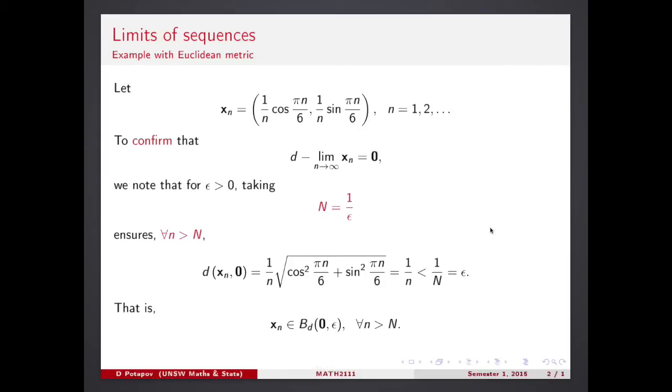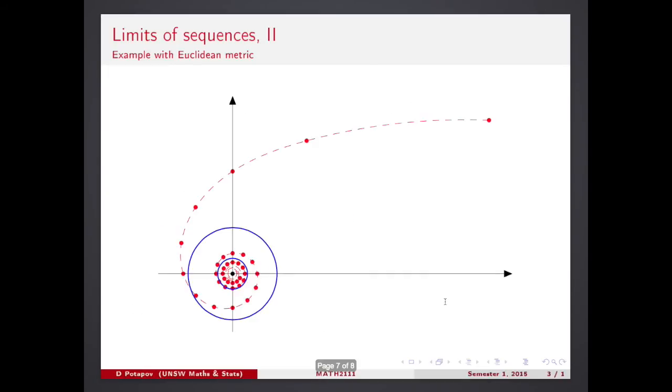Well, that's the same thing. This inequality is just written in the language of balls. So B sub d, meaning the ball with respect to the metric d, centered at the origin, radius epsilon. Yeah. So that's the sequence which is spiraling into the origin. The whole idea of the limit is that no matter how small you squeeze your ball around the origin, these blue circles, these are the Euclidean balls on the two-dimensional plane.